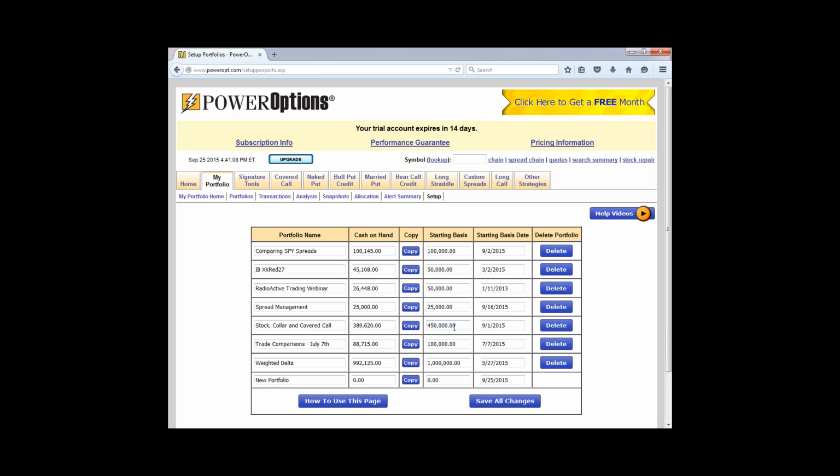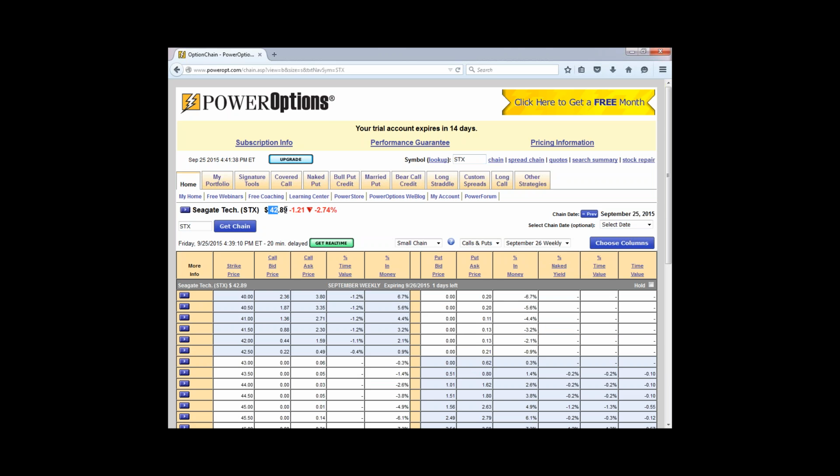Okay, so what I want to do is go back to September 16th. I'm going to look up stock STX. It's one of the ones I'm in as a married put position. It's been having issues recently. I'm going to go to the current chain. The stock's currently at 42.89. This does offer weekly options. So let's go back to September 16th.